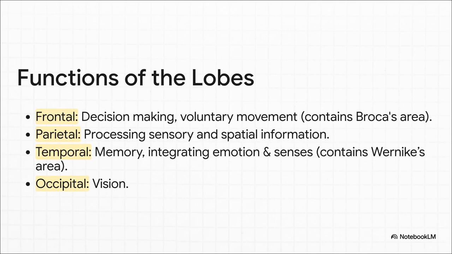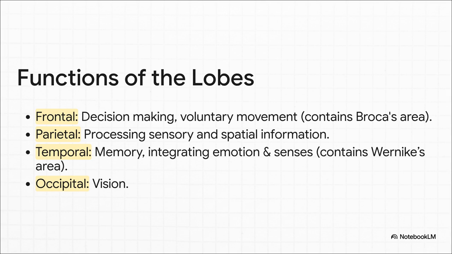So what do these lobes do? Well, think of the frontal lobe as the brain's CEO. It handles all the high-level decision-making and planning voluntary movements. It also contains Broca's area, which is critical for producing speech. The parietal lobe is like our internal GPS, processing sensory information and our spatial awareness.